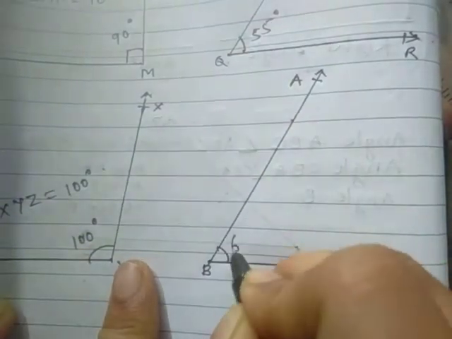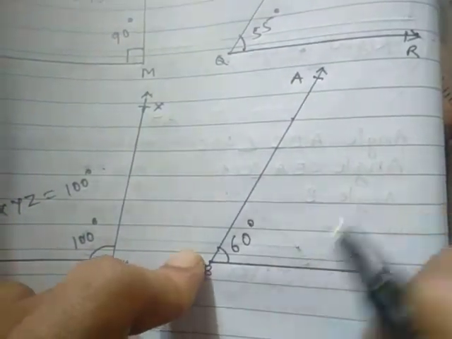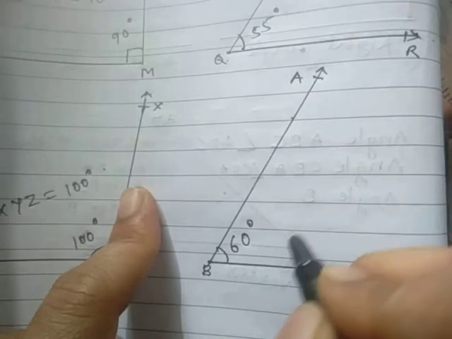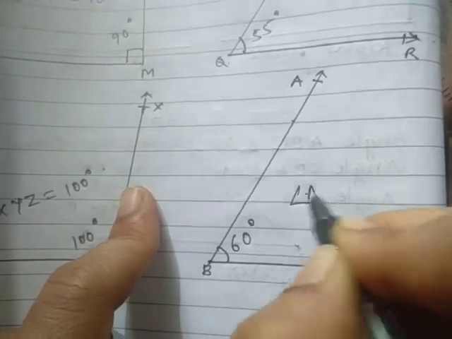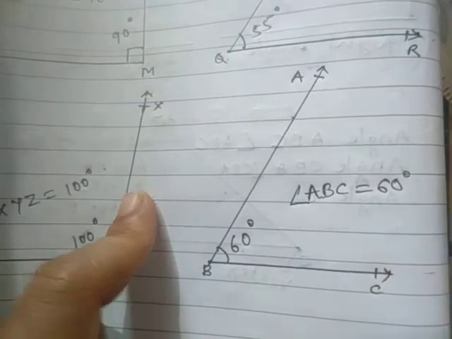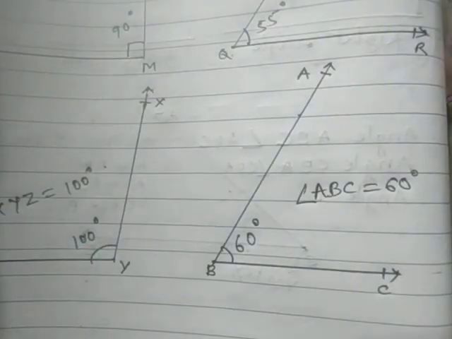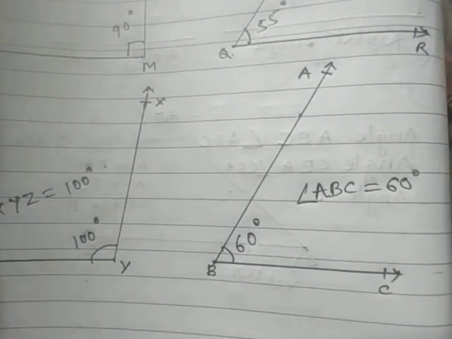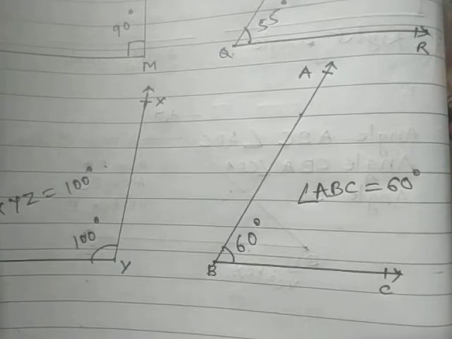That means it is less than 90 degrees, and less than 90 degrees is also called an acute angle. So the name of this angle is angle ABC is equal to 60 degrees. So this is how you are supposed to measure with the help of the protractor. I hope you have understood how to measure an angle with the use of the protractor.